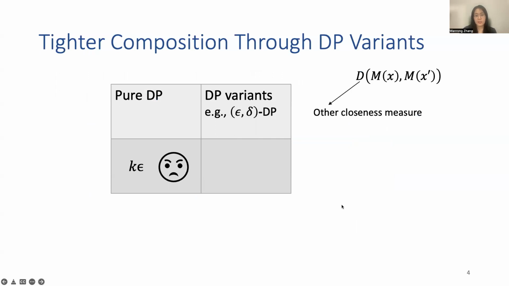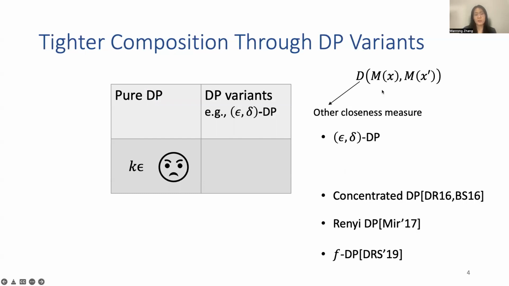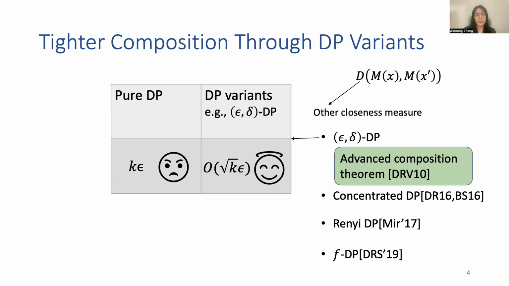So recently, a number of variants of differential privacy have been defined based on other closeness measures, such as epsilon-delta DP, concentrated DP, Renyi DP, and f-DP. So why do we care about these different variants of DP? The main reason is that their composition properties are better. For example, with epsilon-delta DP, we have the advanced composition theorem. With this, the privacy loss grows sublinearly in the number of computations.